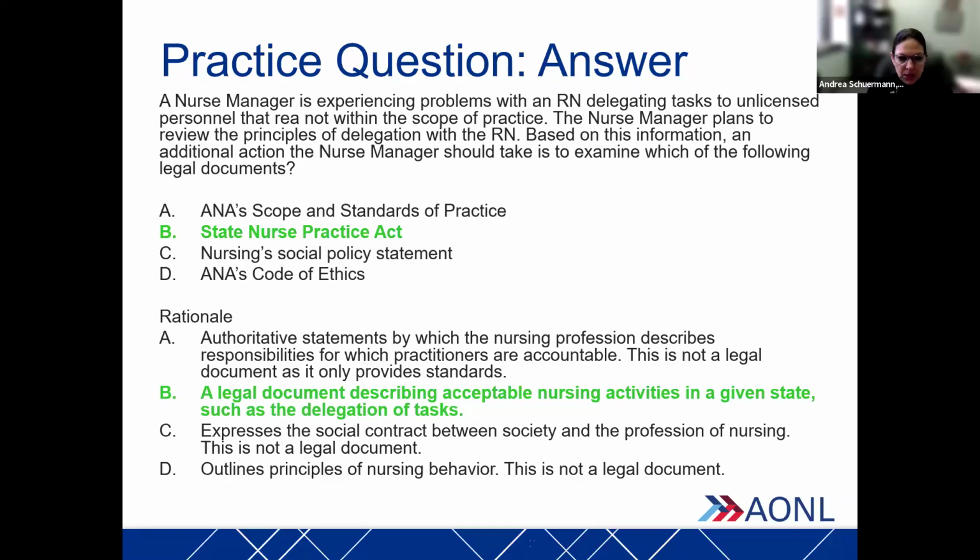Another thing that comes up is the Code of Ethics, which outlines nursing behaviors, falling along the same lines as the scope and standards. And then the Social Policy Statement really expresses the contract between society and the profession of nursing. Again, just not a legal document.